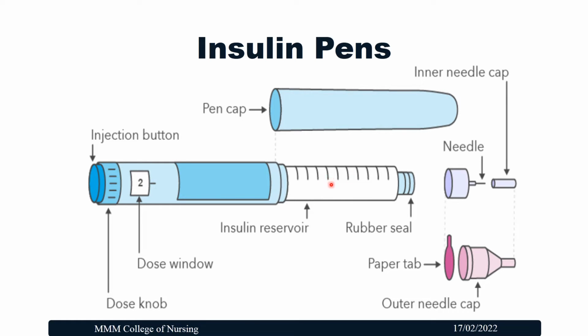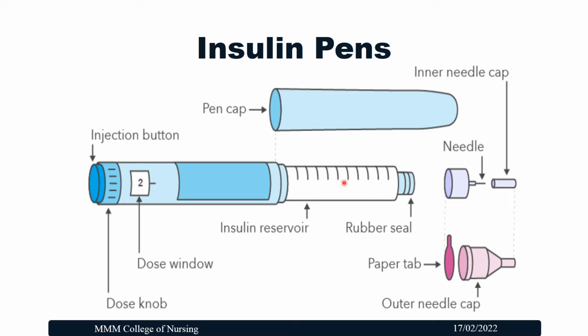It is also called as cartridge, and in the front portion it has a rubber seal. Here it can be attached with the needle. The needle can be changed after each usage or according to the need of the patient, and the needle also has a needle cap so that the sterile technique can be maintained.